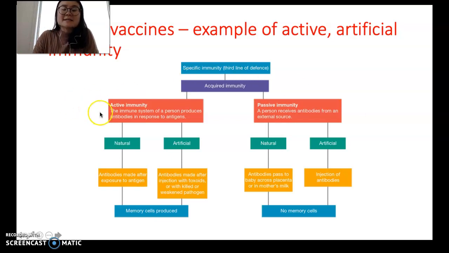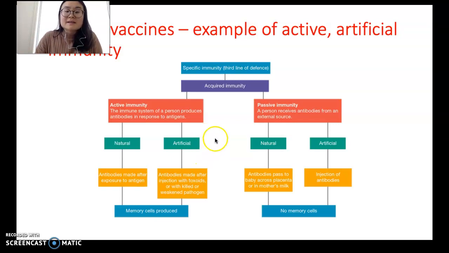Let's start with active immunity, because vaccines fall under active immunity. You can get active immunity naturally, which means you are naturally encountering the pathogen, so you're naturally going to get sick. If I were to get the flu tomorrow, my immune system would have to kick in, and the third line of defense, in particular the B cells, would have to start pumping out antibodies in order to protect me. That's natural.